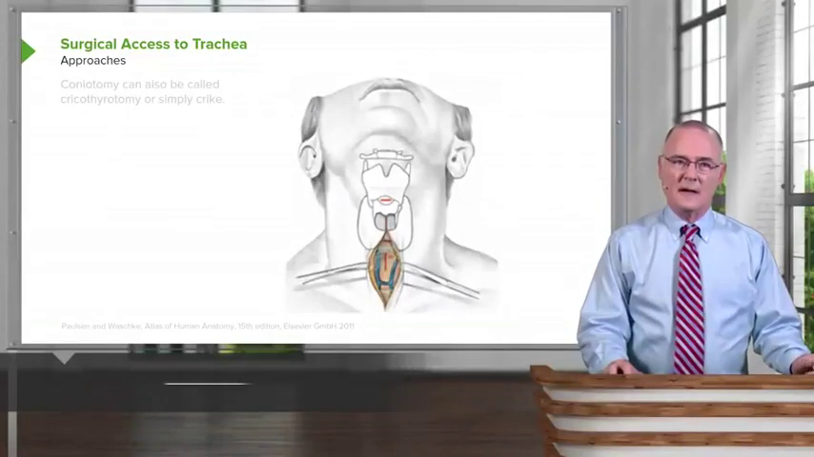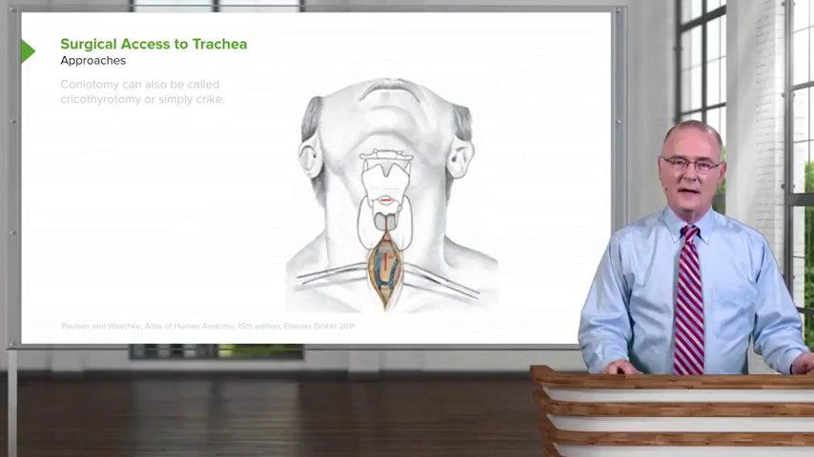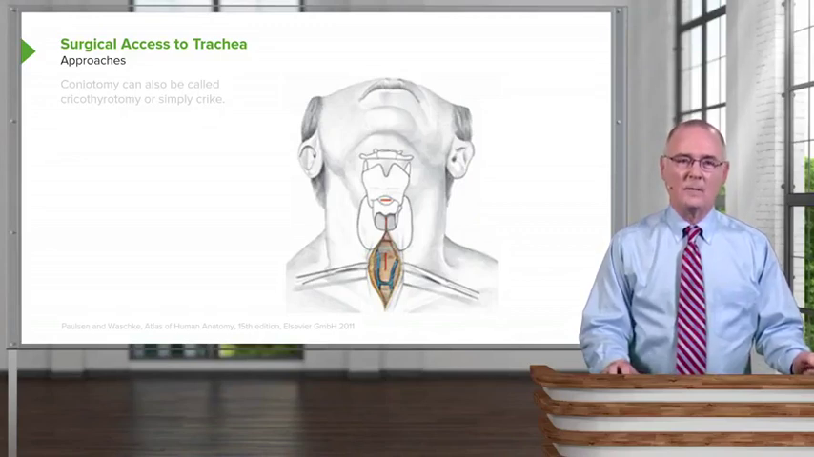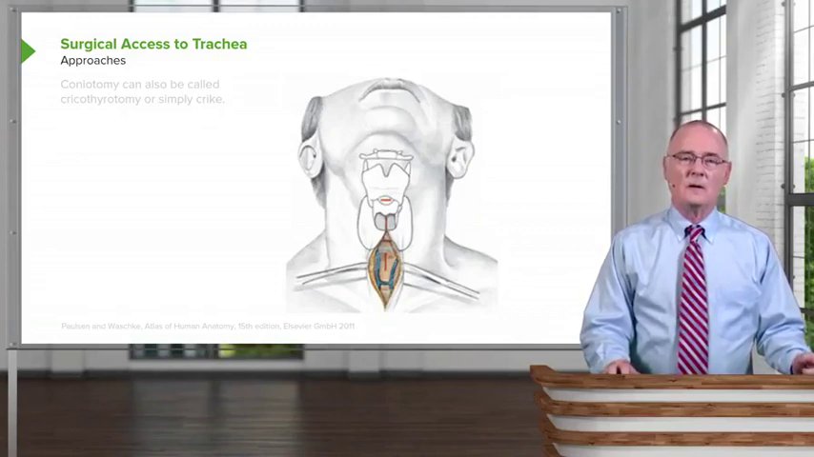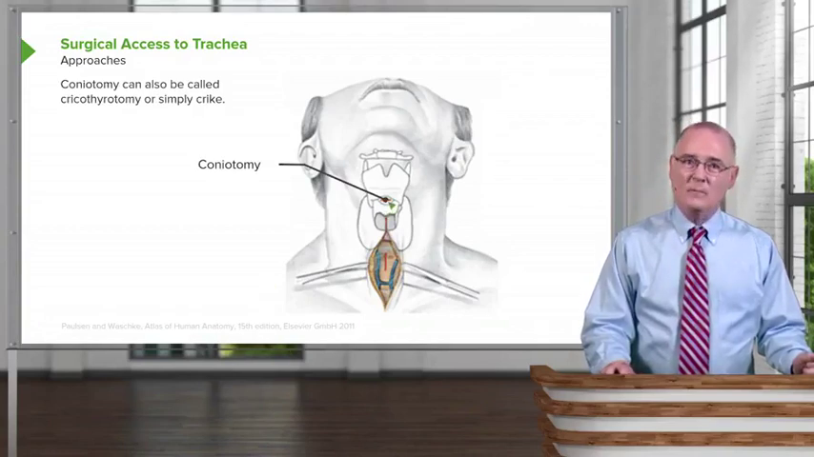Our next area to take a look at is surgical access to the trachea. This may be necessitated when one cannot intubate and you need to provide ventilation to an unconscious patient or even a conscious patient. Several approaches. One is a coniotomy. A coniotomy goes by two alternate names, a cricothyrotomy. This can also be referred to simply as a cric.